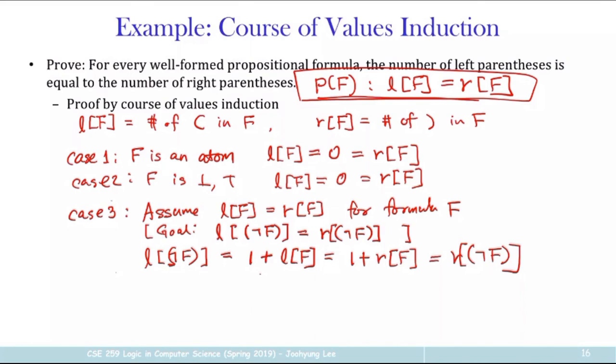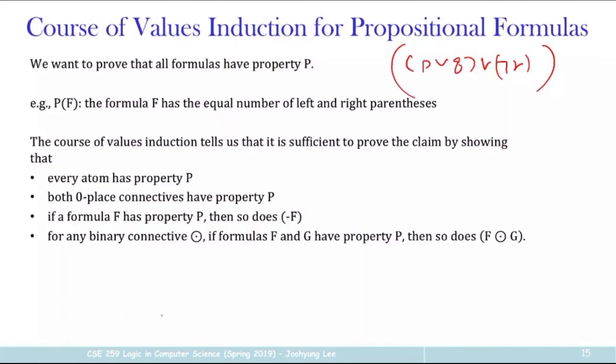So what did we prove? If we look at the chain, we prove that this one is equal to this one, which is actually the same thing that we wanted to prove. So the property P also holds for the negation of F. So case 3 is done. Let me recap what we are doing. If a formula F has the property P, if F has the same number of left and right parentheses, then not F also has the same number of left and right parentheses.